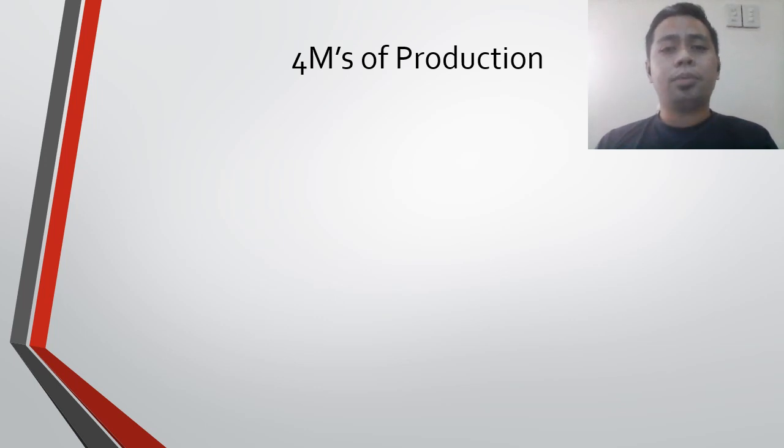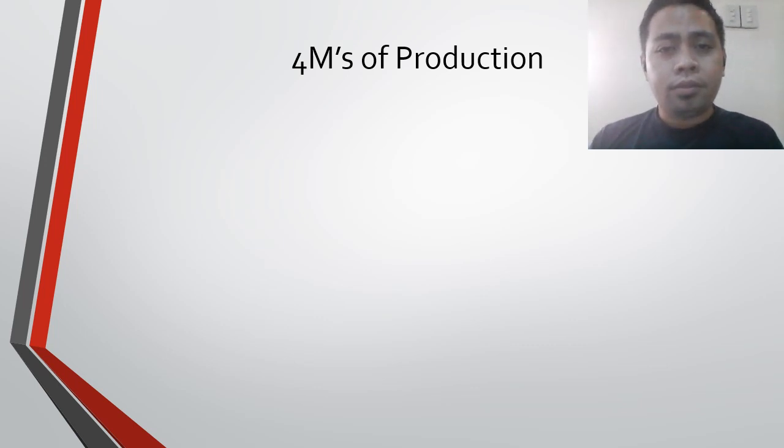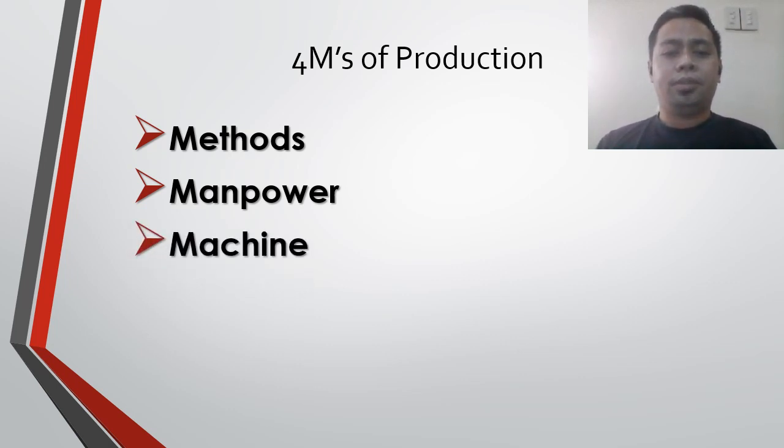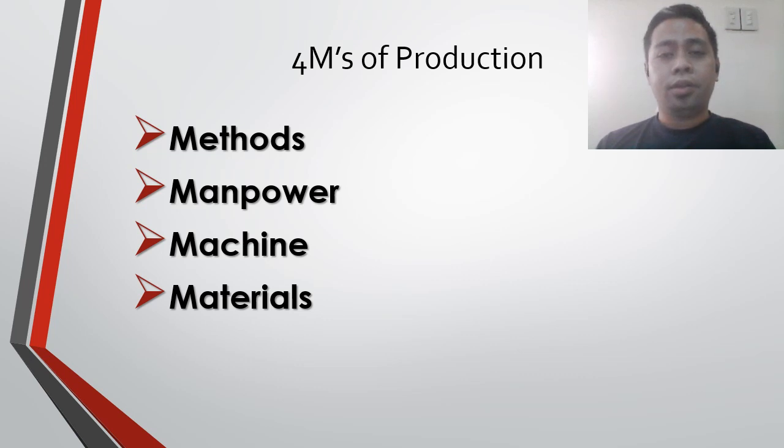So that is the 4M's of production. Again, what are the 4M's of production? We have the first, the methods. This is the step by step or the process. Next is the manpower or our human resources, our people. Machines are the equipment to be used to produce a product. The materials, these are the raw materials needed to form a product.